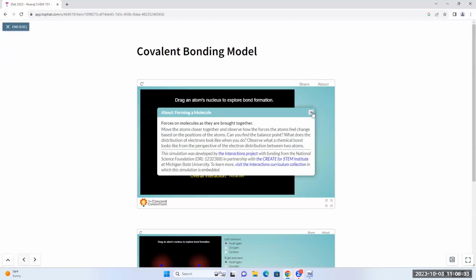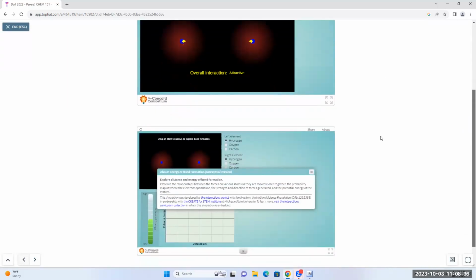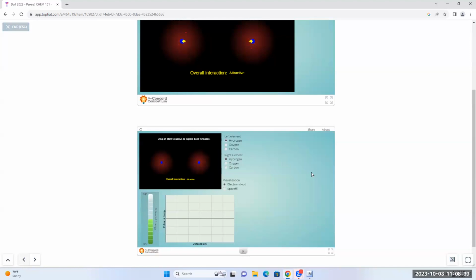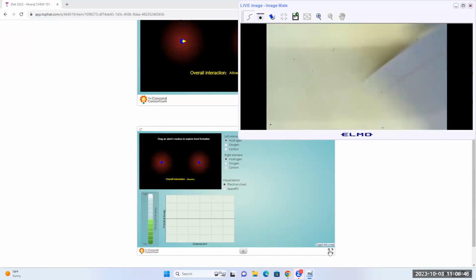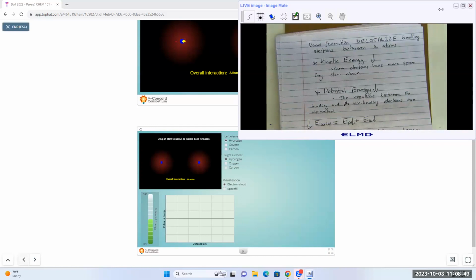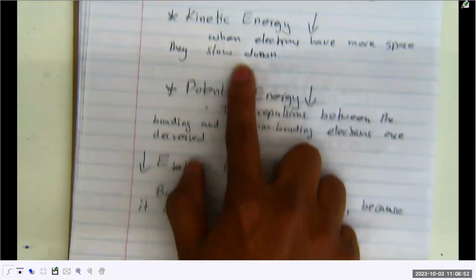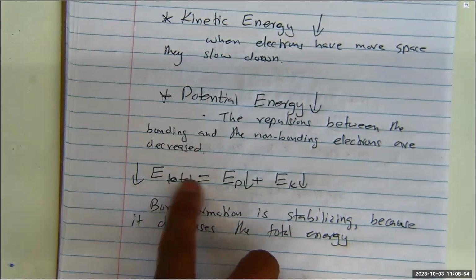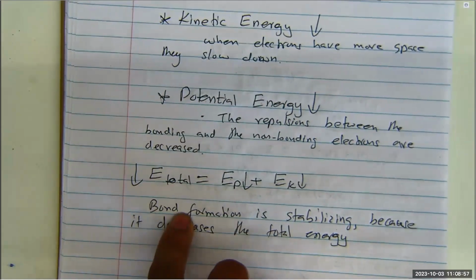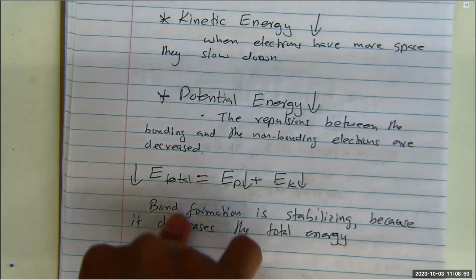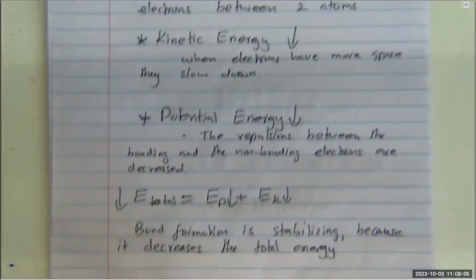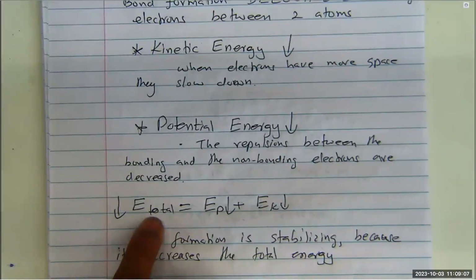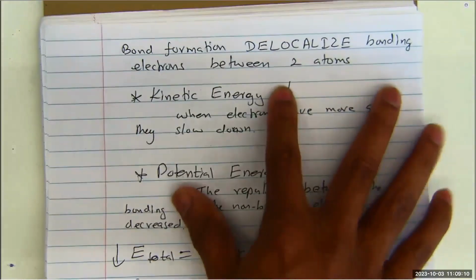So we started unit 2, module 2 by talking about the covalent bond, right? And then we talked about how covalent bond formation is stabilizing. Why? It decreases both the kinetic energy and the potential energy. As a result of that, it decreases the total energy. Any process that decreases the total energy is a stabilizing event, a stabilizing process. The bond formation is stabilizing. Why? It decreases the total energy. And then we talked about why it decreases the total energy as well.